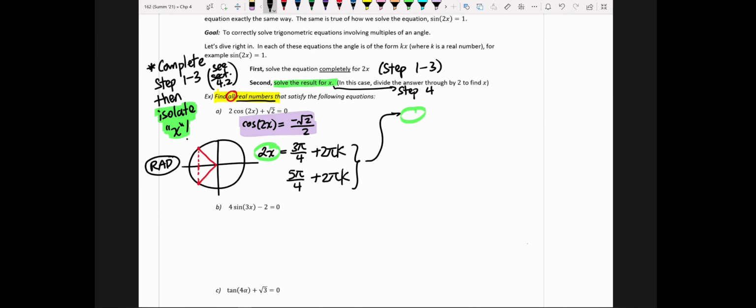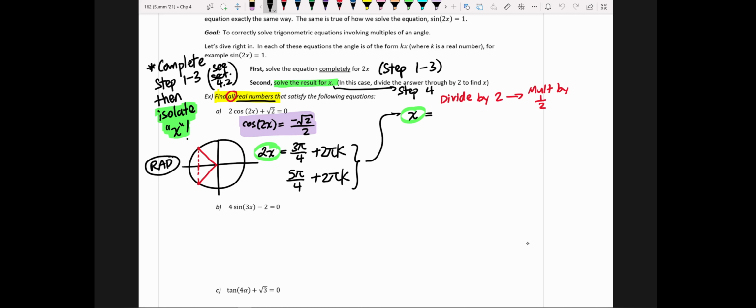To isolate x, we need to divide both sides by 2. Recall from algebra that when you're dividing by 2, that's the same as multiplying by 1/2. Let's make a note here. Dividing by 2 is the same as multiplying by 1/2, because when you divide by 2, you multiply by the reciprocal of 2. Reciprocal of 2 is 1/2.